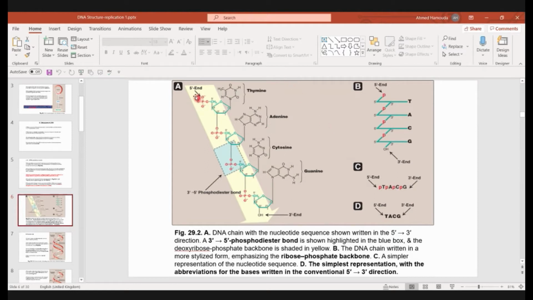So you see here the 5' end is a phosphate, and the 3' end is a hydroxyl group. So it's very, very important to know that the direction is always from 5' to 3'. And automatically, you know, at the 5' is a phosphate, at the 3' is a hydroxyl.